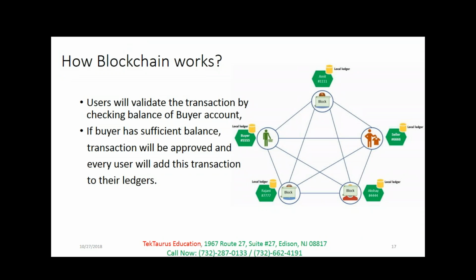Now, what will happen? The user will validate the transaction by checking the balance of the buyer account. Suppose there are 50 users in the network who are validating it. Every user says that the balance is $50. To say the same thing is possible only if they are telling the truth. To tell the same lie by everybody is not possible, because they don't know each other.